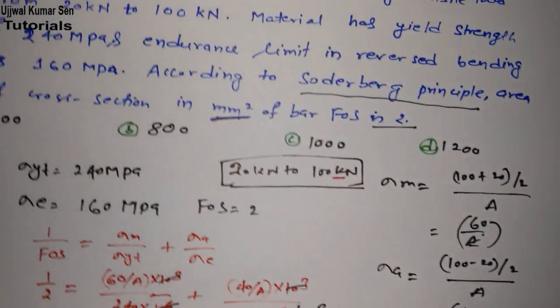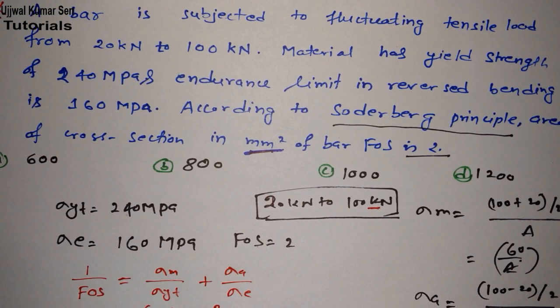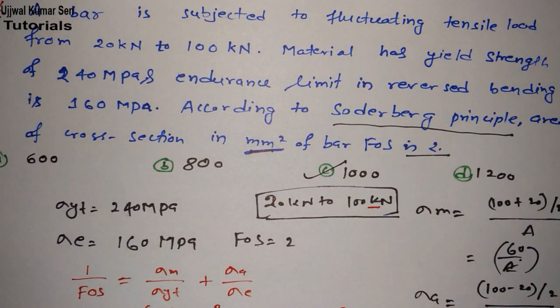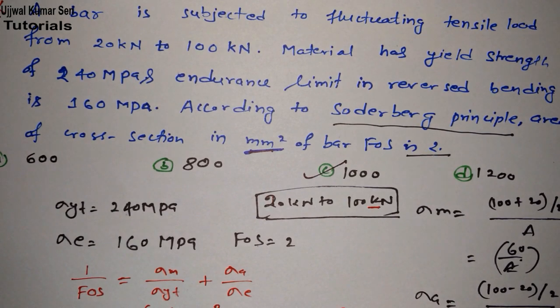Now we will check the options we have been given, and that is option C. So option C is the right answer for this question. I hope you understand the concept of the Soderberg principle, right? And if you have any problem related to this principle, then comment below. I'll try to help you through my videos. And these days I'm creating a lot of videos related to GATE, right? So this is all about this tutorial.